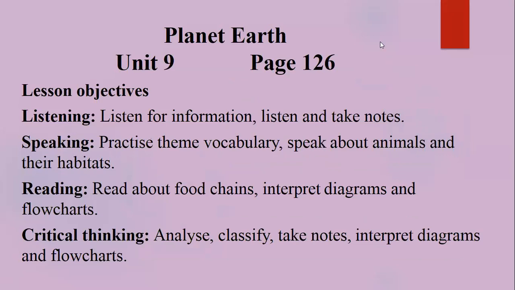The purpose of today's lesson: first of all, listening. Listen for information, listen and take notes. Then speaking, practice the vocabulary, speak about animals and their habitats. Then a reading activity, read about the food chain. And then we arranged the diagrams according to the food chain. And critical thinking: analyze, classify, and take notes. So these are the lesson objectives.